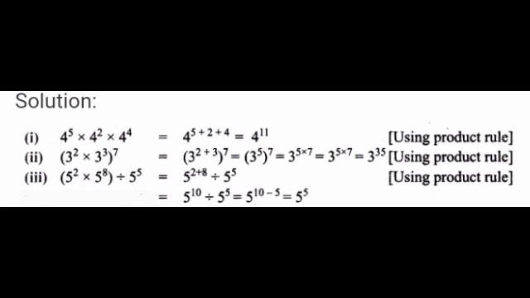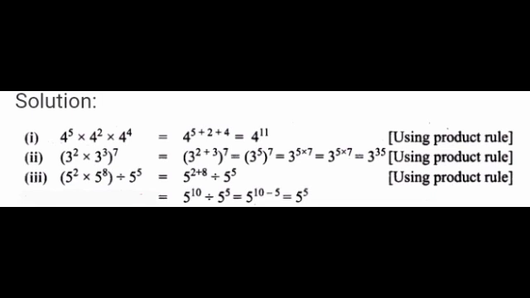Second question. (3^2 into 3^3) the whole power 7. See, 3 is the base, so we can add the powers. 3^(2 plus 3) equal to what? 3^5, whole power 7. Here we can use the power rule. For that, multiply 5 into 7 equal to 35. 3^35.